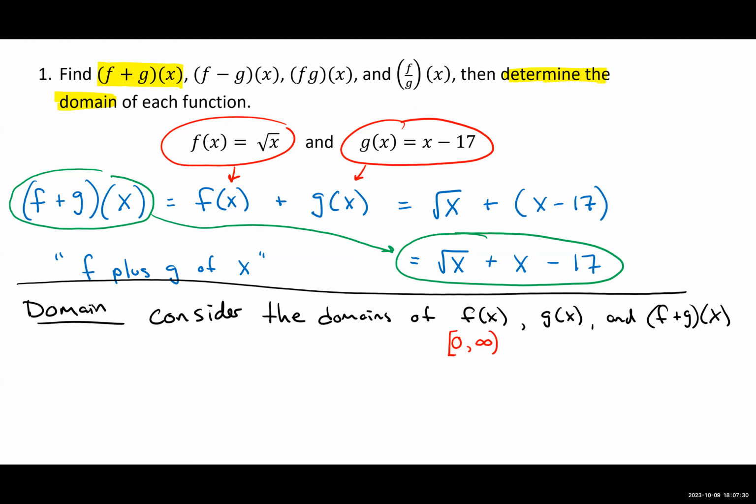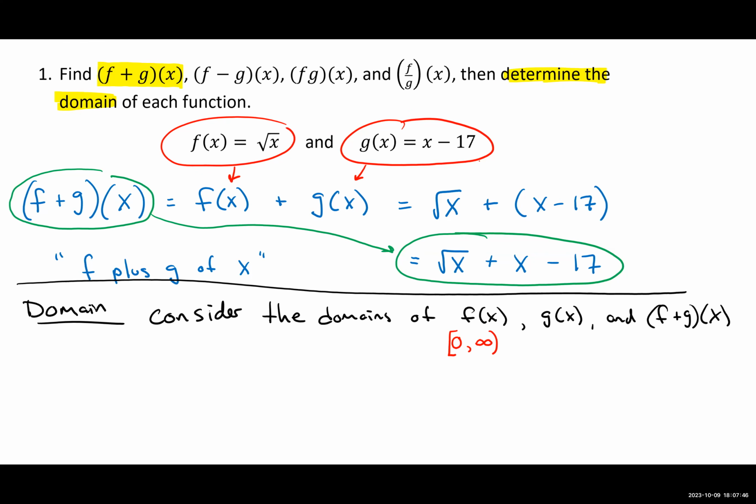That's rule number 2. That's the one that applies here. You can't take the square root of a negative number. So for f of x, x can't be negative. So x has to be 0 or positive. That's what this is saying here: 0 or positive. We're using interval notation.